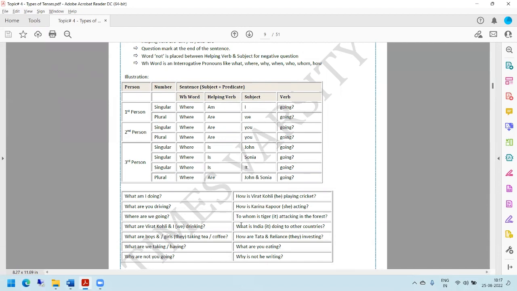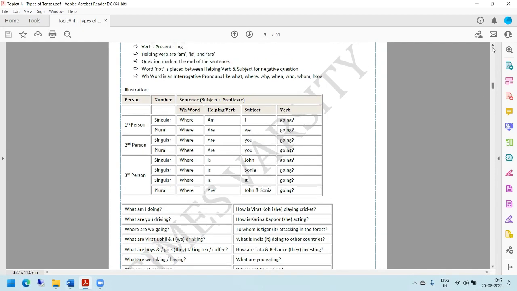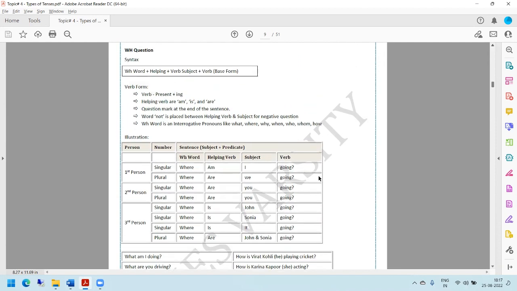How is Virat Kohli playing cricket? How is Kareena Kapoor acting? To whom is the tiger attacking in the forest? What is India doing to other countries? How are Tata and Reliance investing? What are you eating? Why is he not going? So if you look at the syntax of this one, this is what we have.